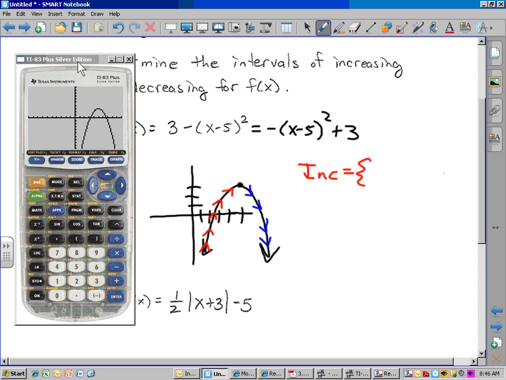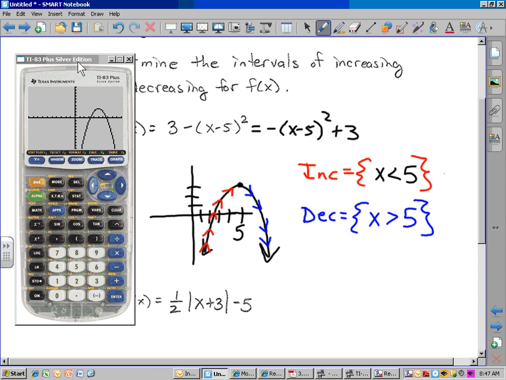How? Well, where exactly is the increasing and decreasing stopping? To me, it looks like at about 5. So everything left of 5 is increasing. So x less than 5. Now, to the right of 5 is decreasing. So x greater than 5.